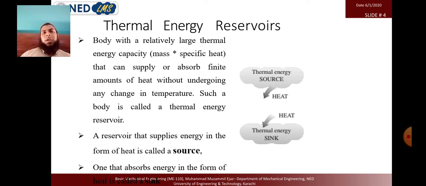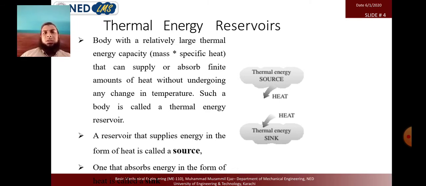Similarly, we can form a reservoir for the source too, like the sun, which has an infinite amount of energy that it is giving to the earth through its radiation, and it is not decreasing in any way. So we can consider it as a thermal energy source.